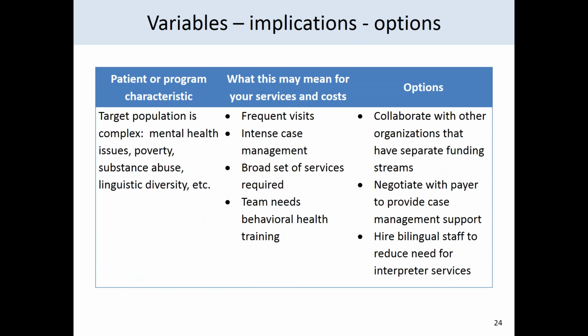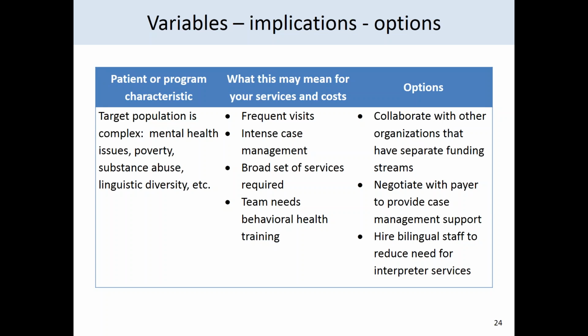And so as you think about all of these decision points, all of these cost drivers, you can start to break them out into the variables, the implications, and the options. So the patient or program characteristic that might drive cost, what that may mean for your organization and your costs, and then options for managing that variable so that you can potentially reduce the resources that your provider organization needs to invest to be able to deliver palliative care.